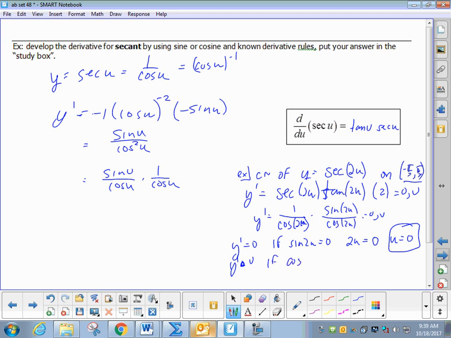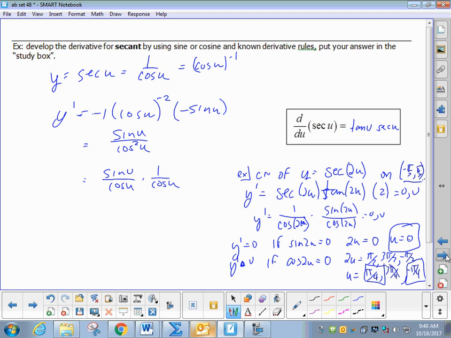if the denominator is 0. Cosine of 2u equals 0. Where is cosine 0? Pi over 2, 3 pi over 2, negative pi over 2, and so on. So what would u be? Pi over 4. 3 pi over 4, is that in the domain? No. What about negative pi over 4? Yes. So you have 1, 2, 3, 4.